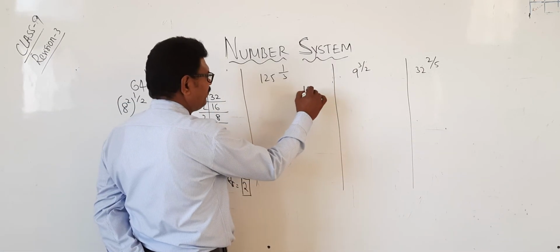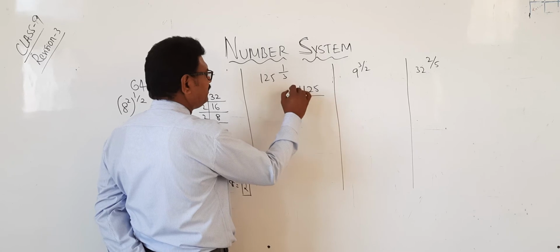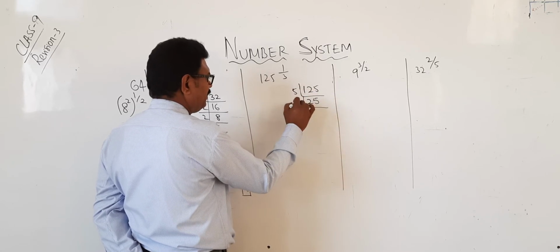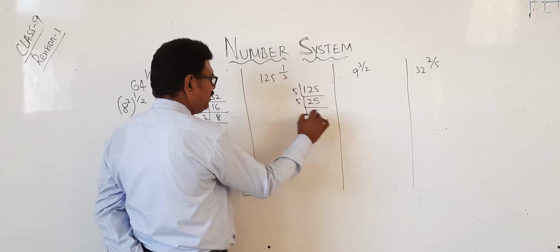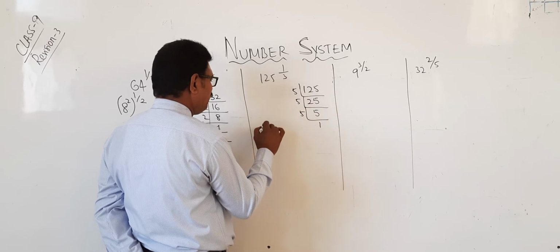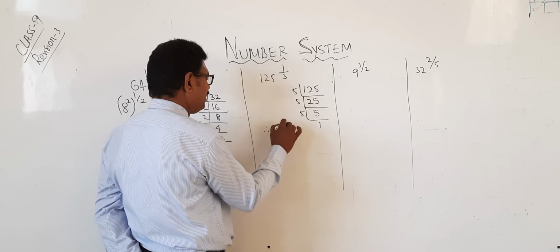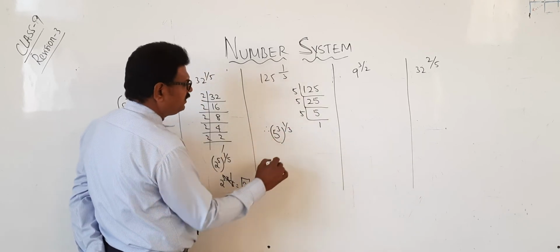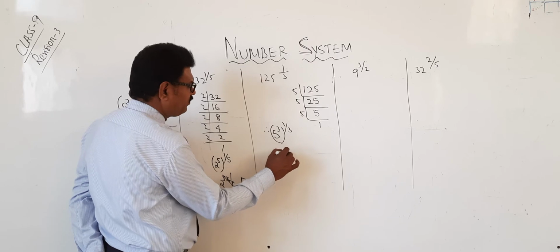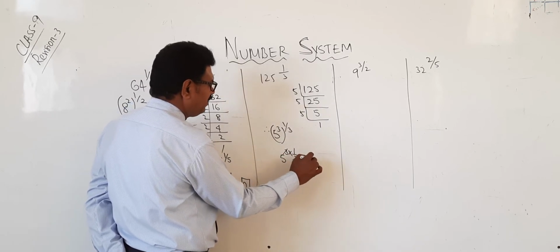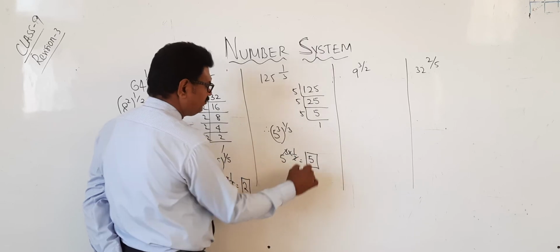125 also same. You can do like this. 5 2 ja, 5 5 ja, 5 5 ja, again 5 1 ja. Therefore 5 to the power of 3 whole to the power of 1 by 3. Therefore 5 to the power of 3 into 1 by 3, 3 cancel. What is the answer? 5.